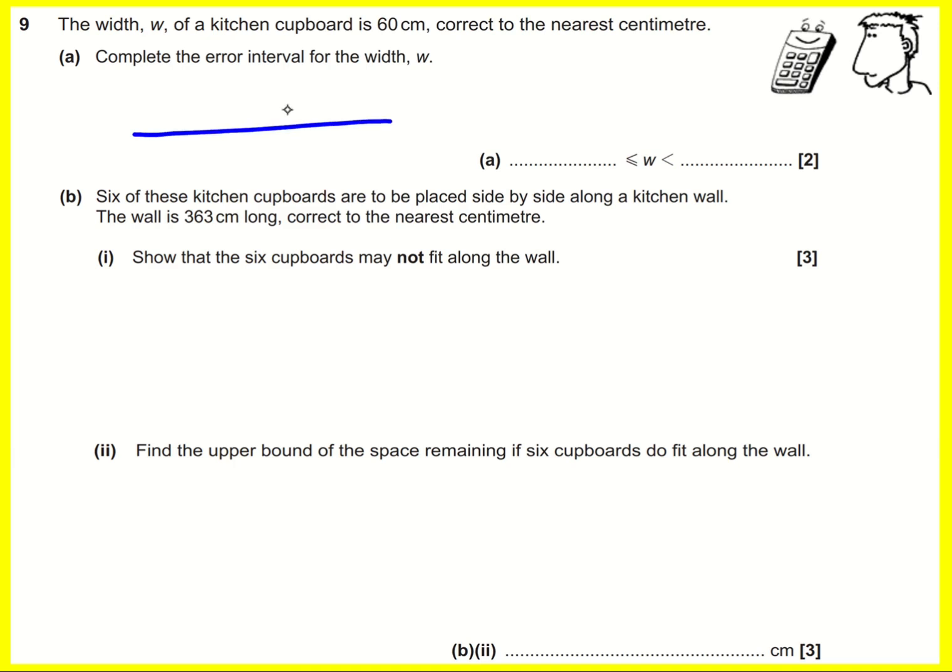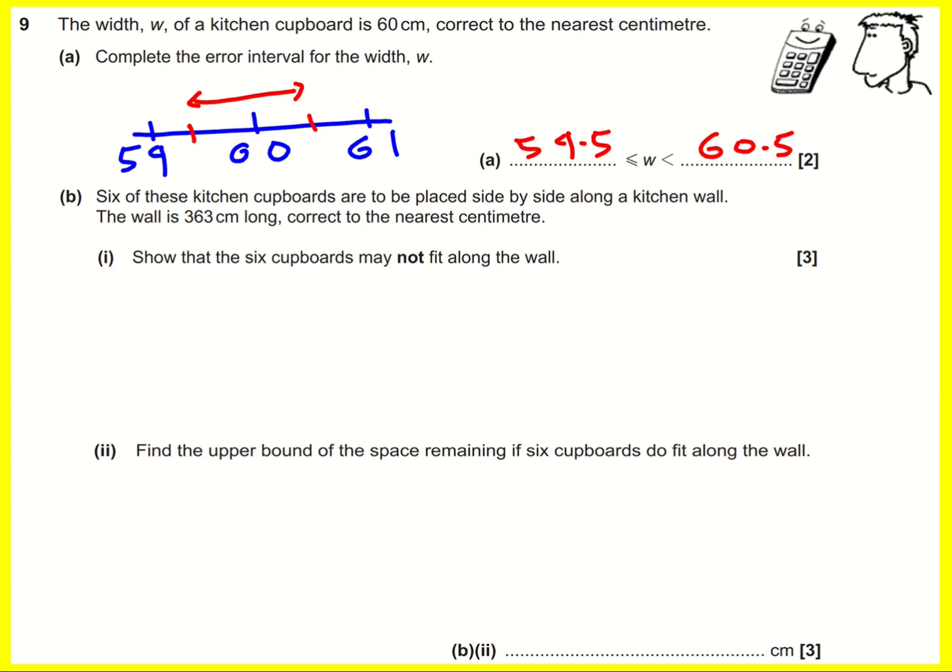We've got the width of a kitchen cupboard rounds to 60 to the nearest centimetre. So I'm just going to draw a number line. Now, essentially, if I was here, then I would round up to 61, but anything less than it would round down to 60 until I get to here, and then if it was below the midpoint here, it would round down to 59. So it's this region I'm interested in, and it's the midpoint between 59 and 60, which is 59.5, and the midpoint between 60 and 61, which is 60.5.